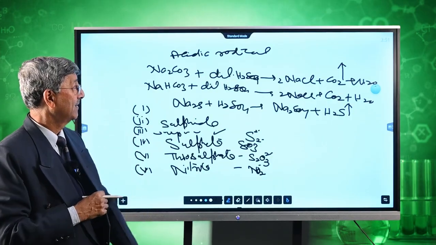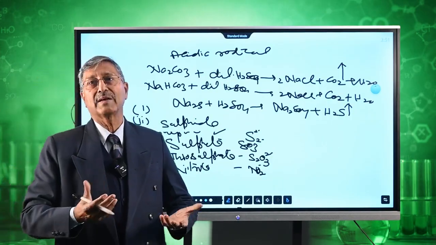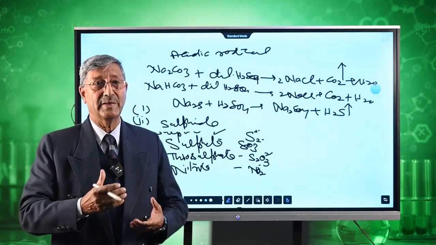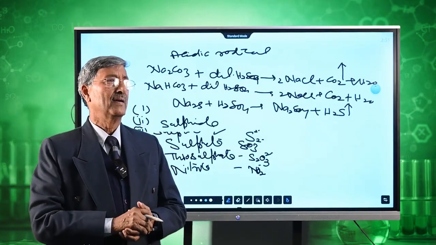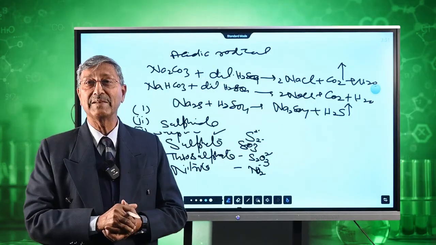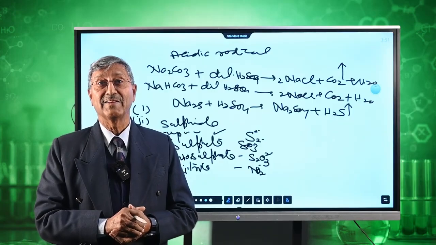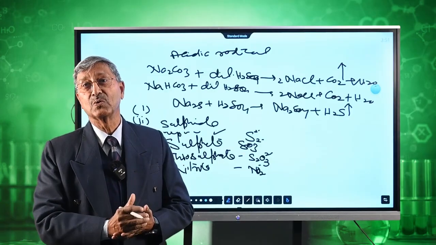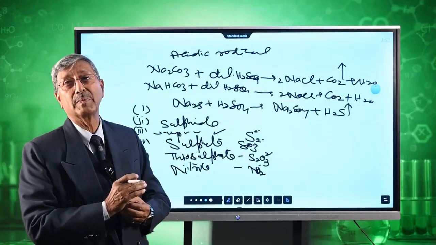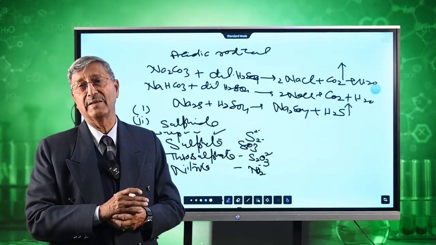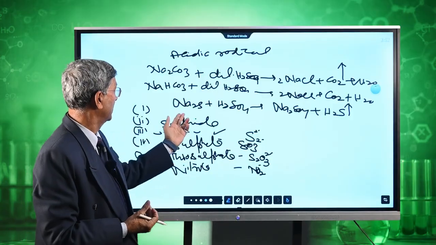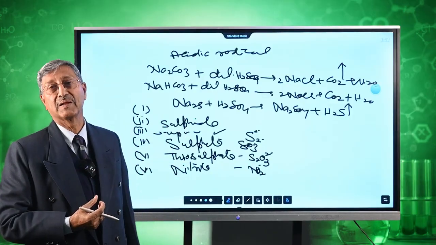Now when I usually interact with my students, I ask them, have you experienced a smell like that of rotten eggs? Most of them say no. Then I ask, have you experienced the smell of a gutter? Then all of them say yes. So in a gutter, H2S gas is emitting out. So when you get a foul smell like that of rotten eggs or the smell of gas coming out of a gutter, then it is H2S gas, coming out of sulfide.